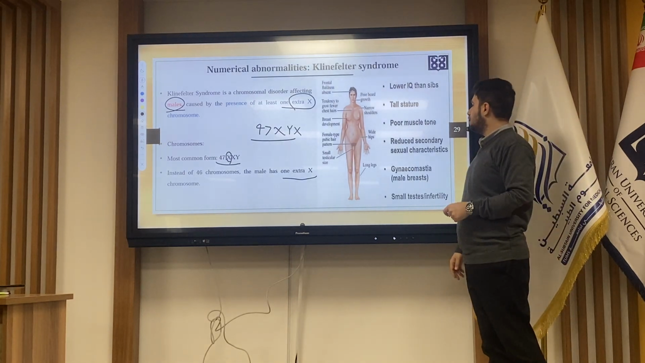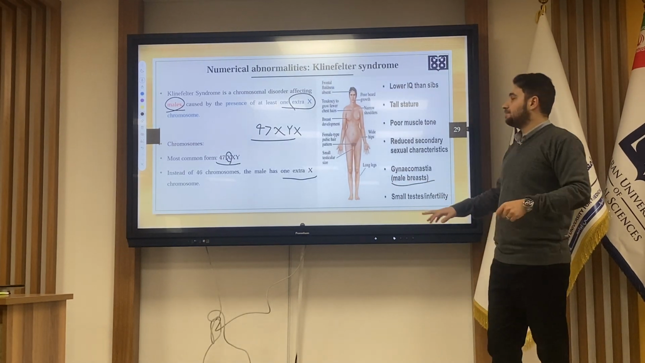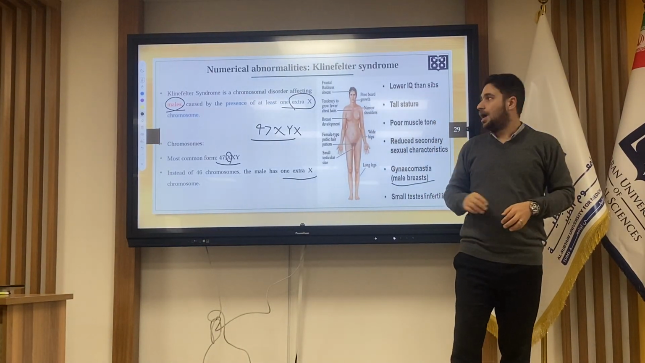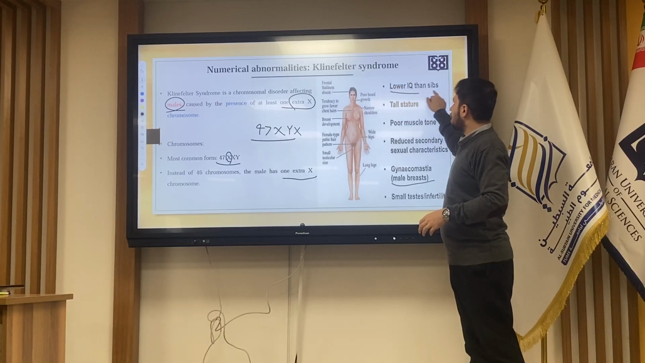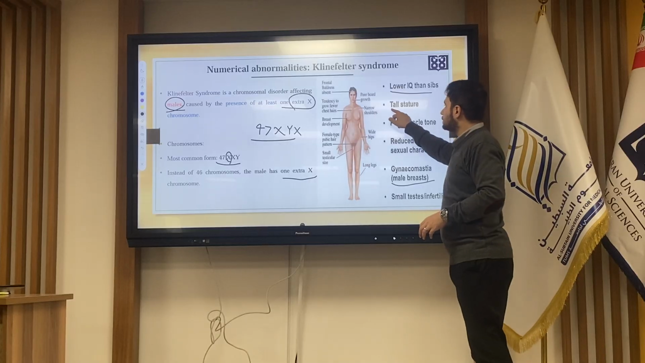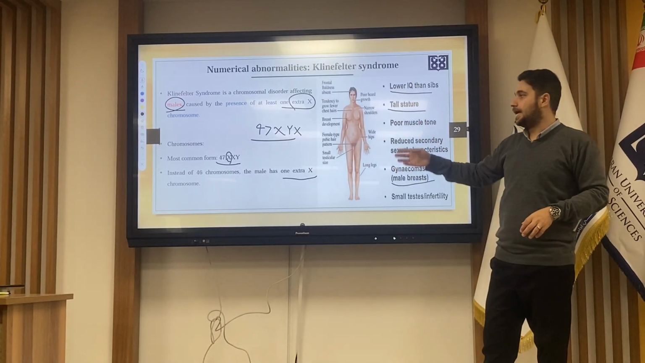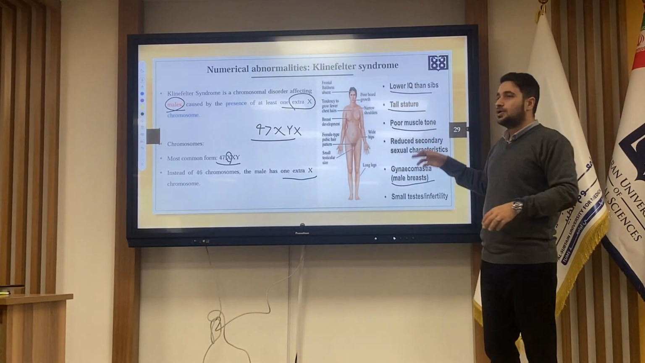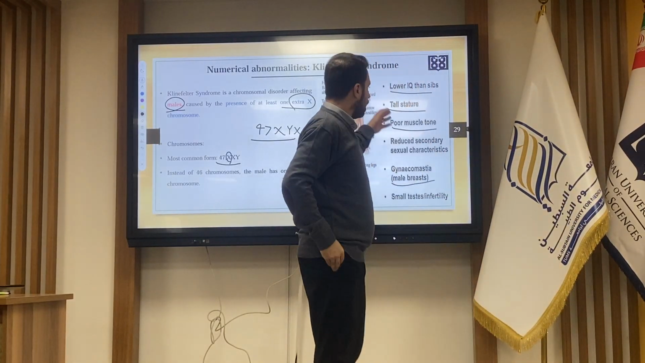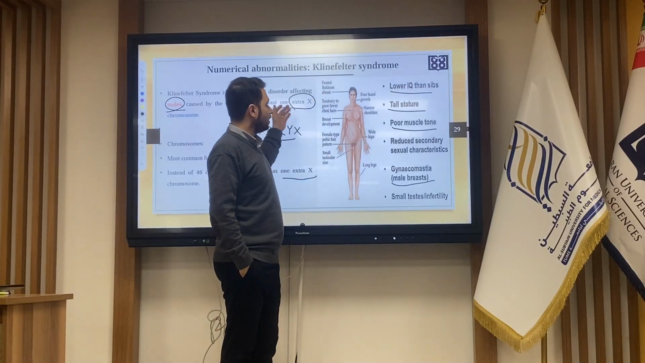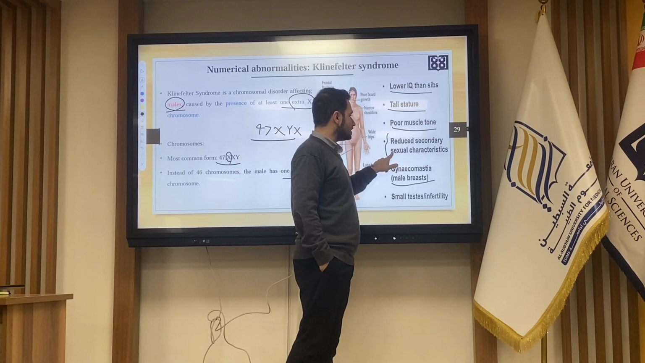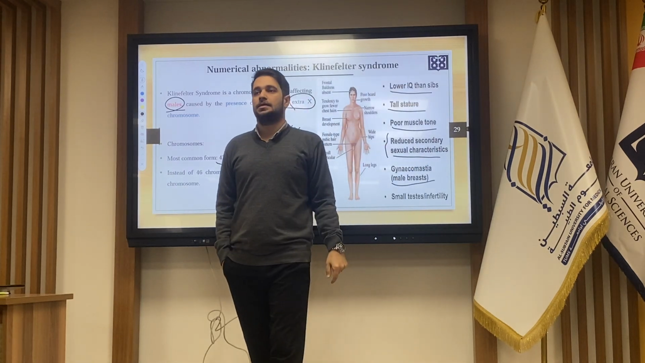Your friend said true. We have gynecomastia. It means that the breast of a man is bigger than normal. Another thing is lower IQ. They are tall, the legs are long, and the muscular tone, the ability of the muscles, is good. So these are the things that we have in men with Klinefelter. And also reduced secondary sexual characteristics.